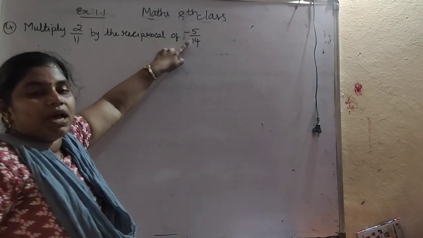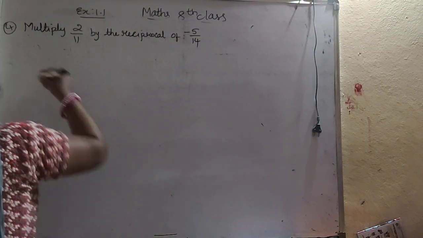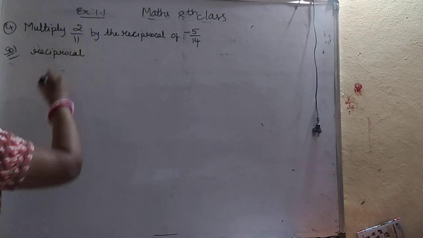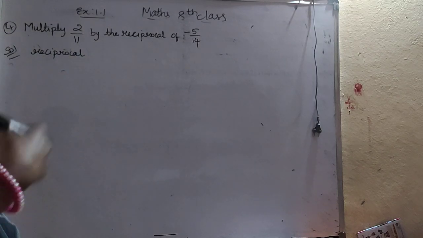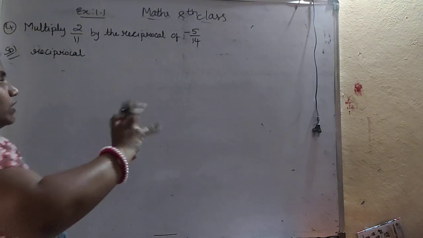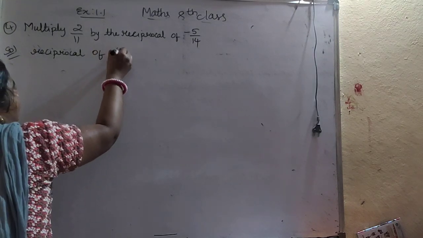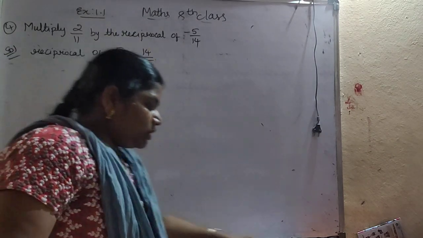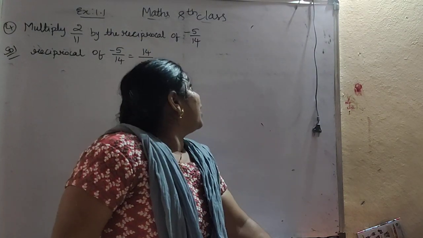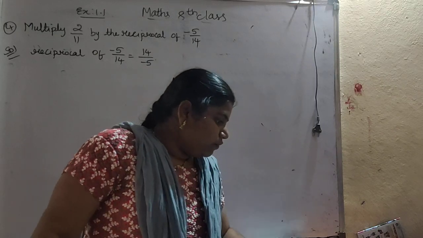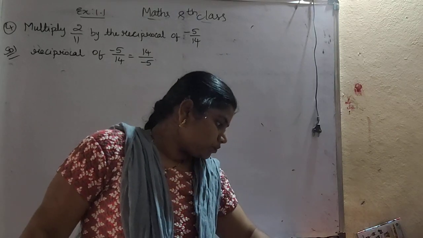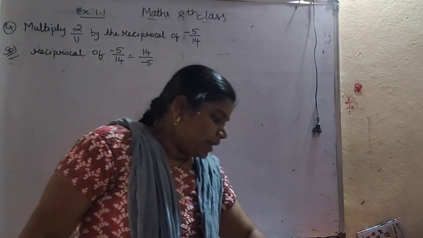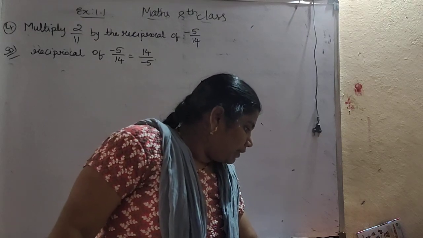What is the reciprocal of minus 5 by 14? First we have to write. Reciprocal is nothing but the multiplicative inverse. In the multiplicative inverse we reverse the number. So the reciprocal of minus 5 by 14 is 14 by minus 5. So now what do we have to do? We have to multiply a number with 2 by 11. So how to multiply, that we will see.